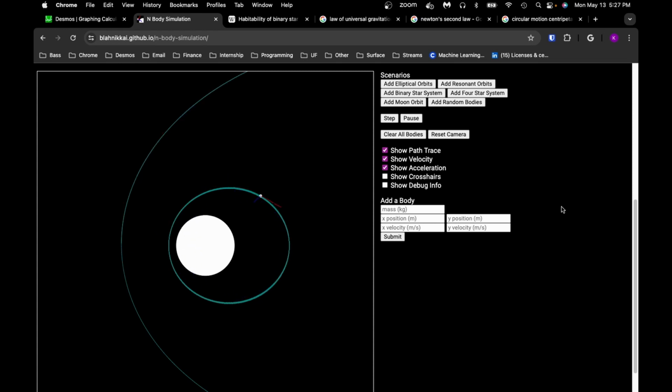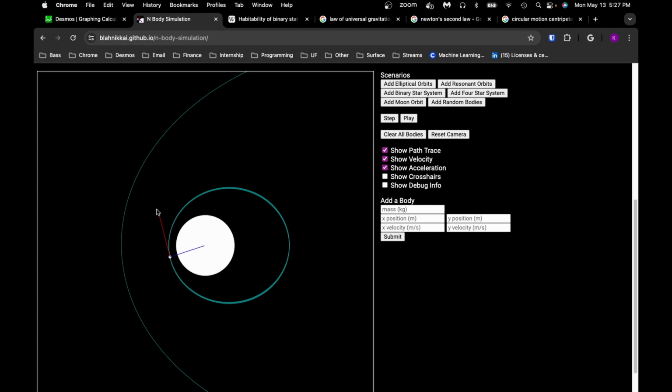You can see that there are some vectors. We can pause it right here to take a closer look, or we can also step frame by frame, tick by tick, to go in a more precise way and see everything more precisely. The blue vector is the acceleration vector. That's pointing in the direction of the force on the body, and you can see that it's pulling it in toward this very massive body here, which is like a star.